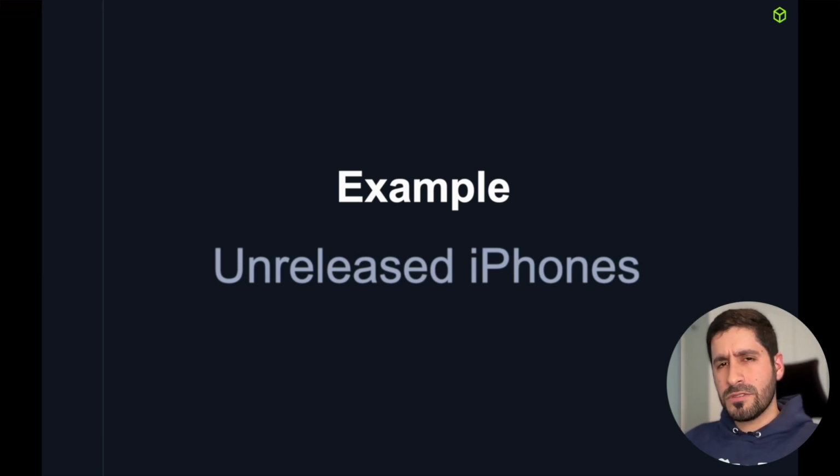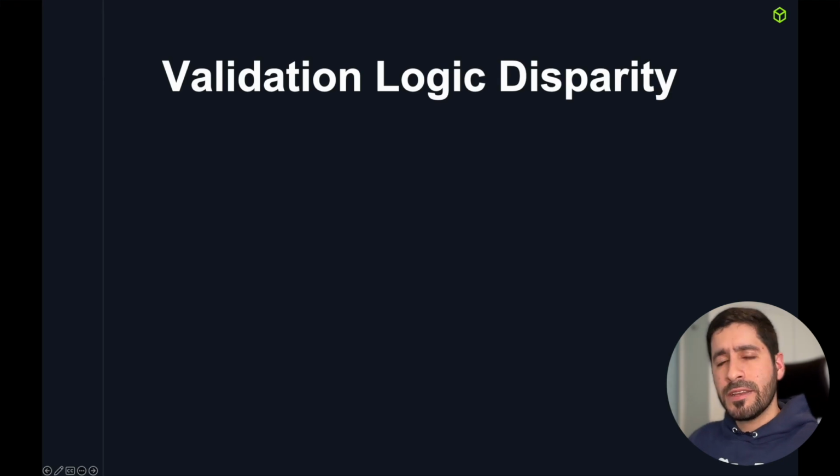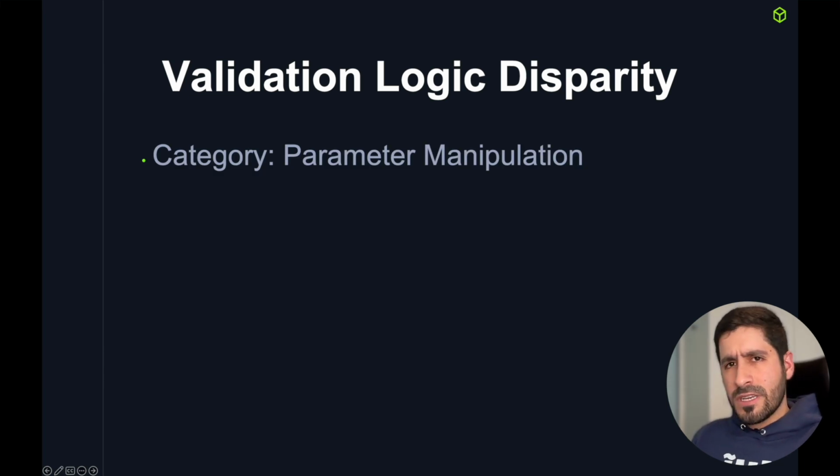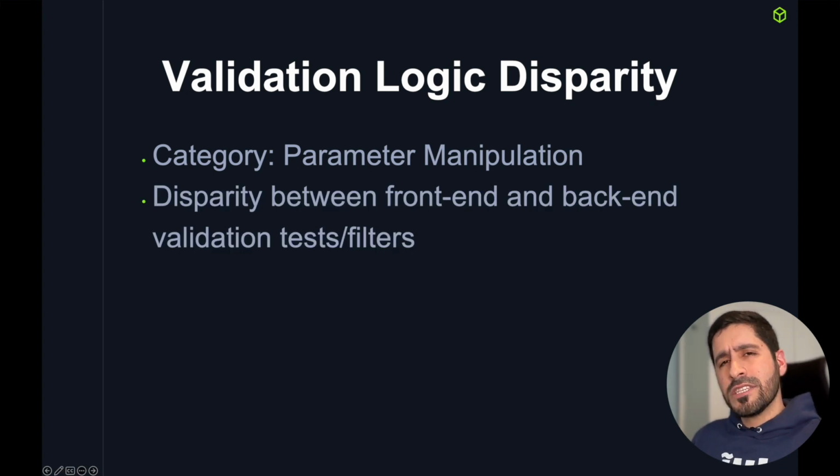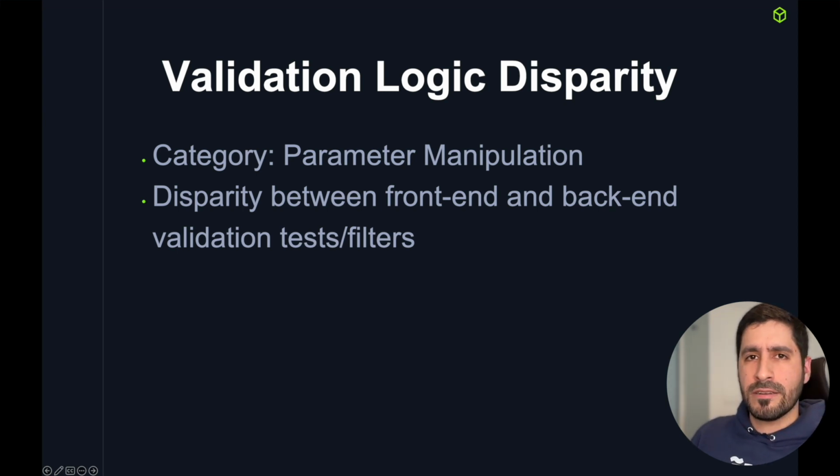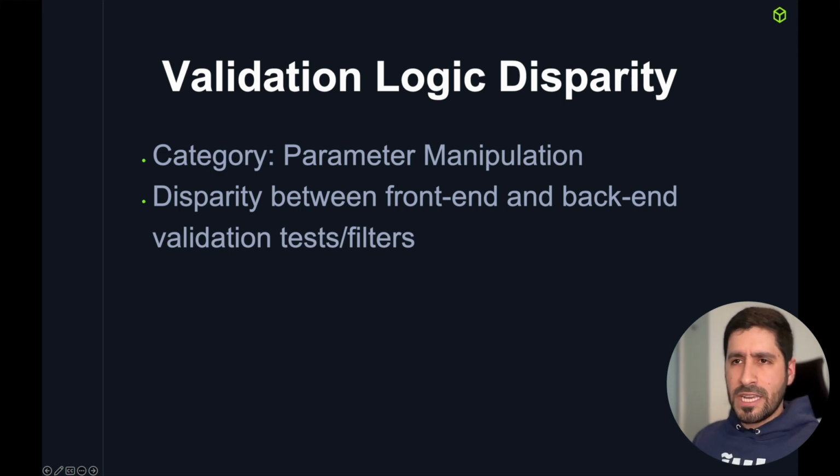So let's get into today's demo, which is taken from the validation logic disparity section. So what is validation logic disparity? We categorize it in the module under the parameter manipulation category, and a validation logic disparity happens when there is a difference between the front-end validation tests and the back-end validation tests, which creates a disparity between the two ends, leading to various logic flaws.